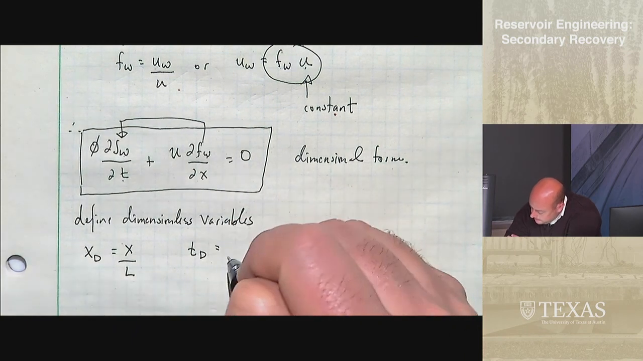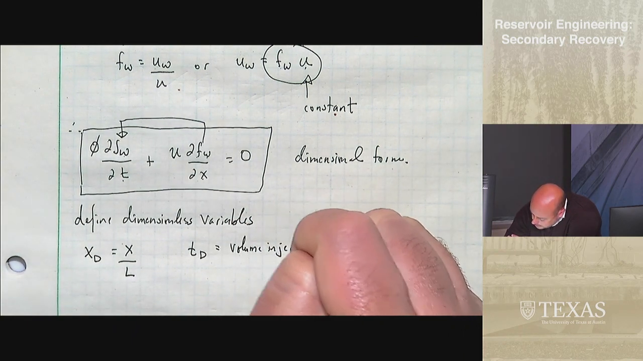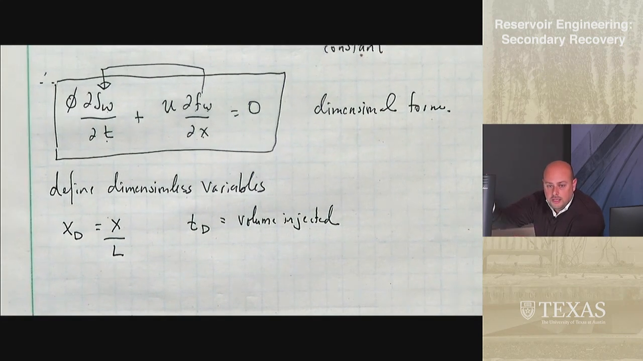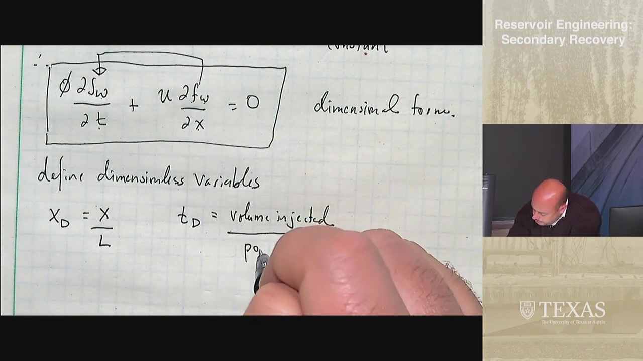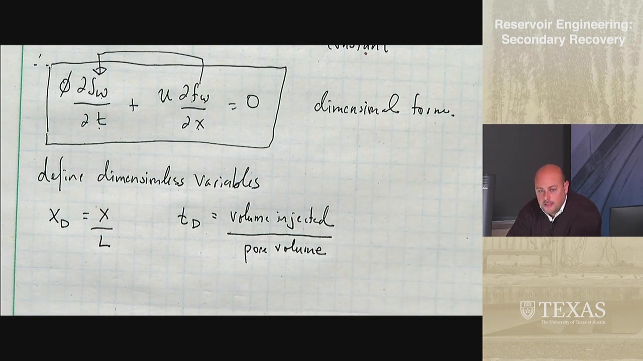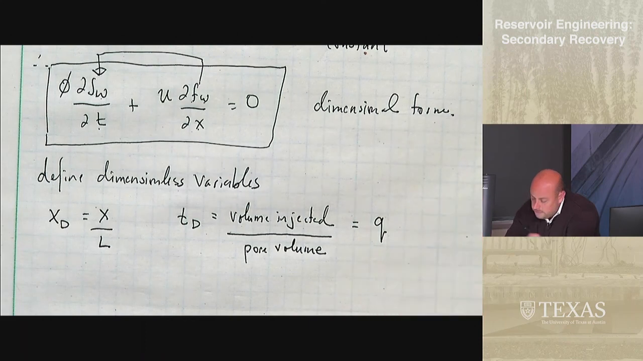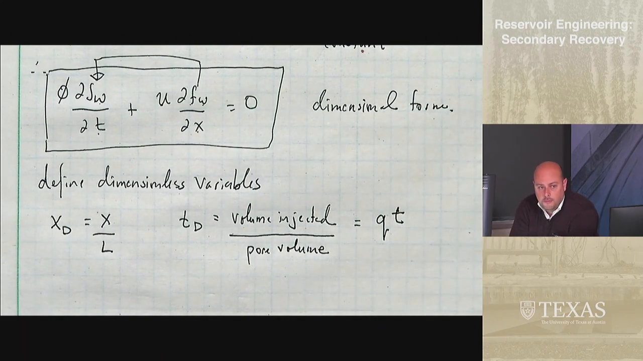And then we're going to define another one, which is the dimensionless time. That's going to be the volume of fluid, water probably, injected, divided by the pore volume. So that's obviously dimensionless, it's volume divided by volume. The volume injected is the volumetric flow rate, Q, times time. So if I inject 100 barrels per day times 10 days, then that's 1,000 barrels that I injected.